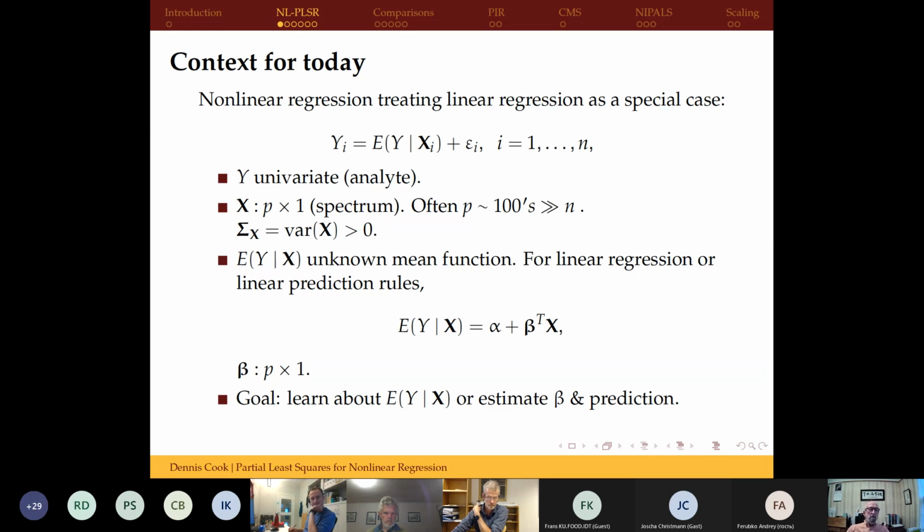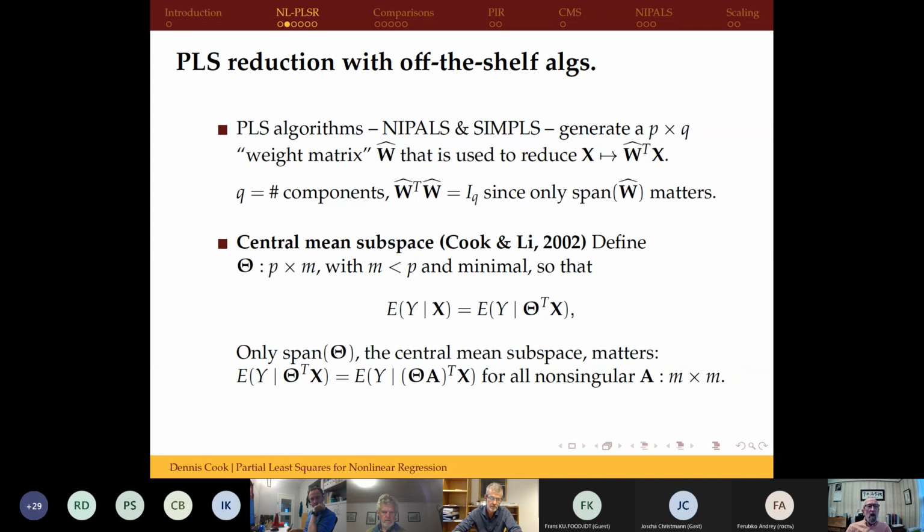So that's the context. And the question for us today is, how does partial least squares fit into this context, if at all? Well, the answer is going to be that partial least squares fits neatly into this context, in a manner that I'm going to be describing in a couple of minutes. So to see how partial least squares fits into that very broad context, we need to bring two ideas together. The first is how PLS algorithms work.